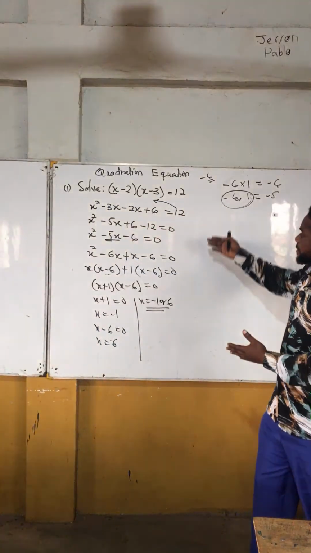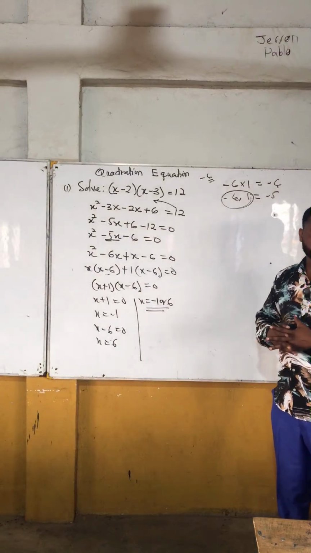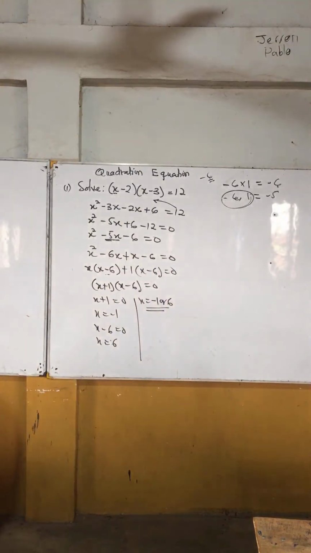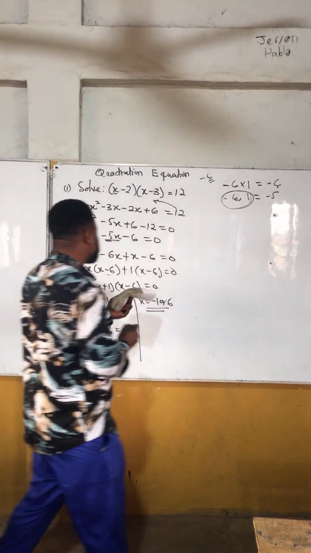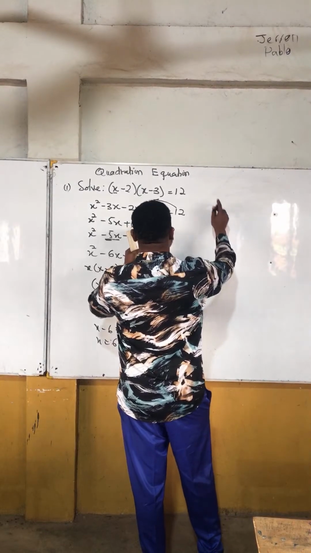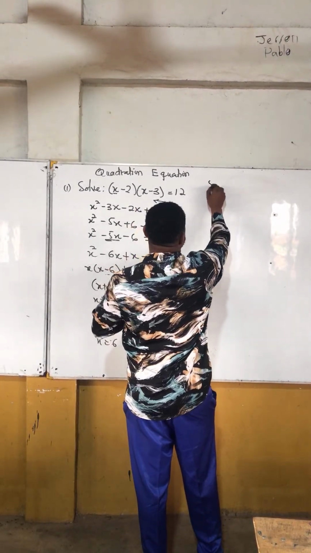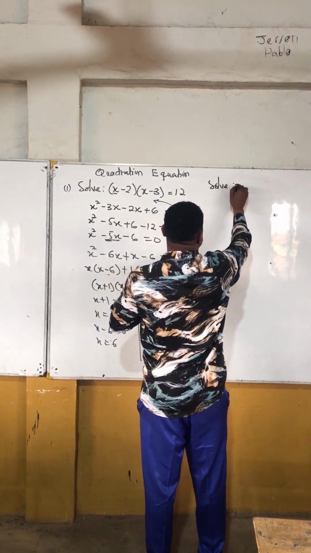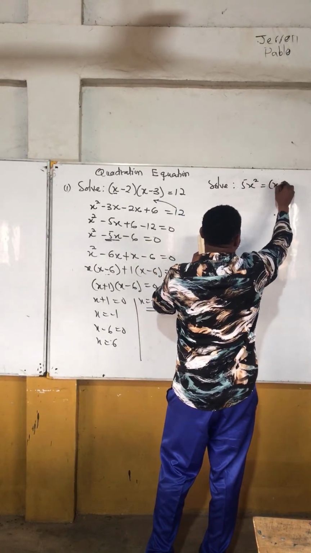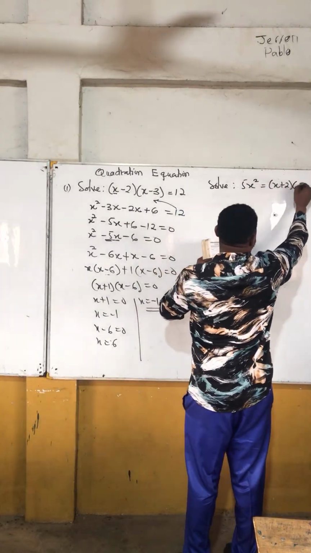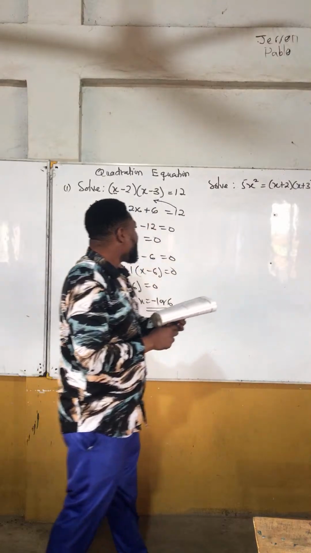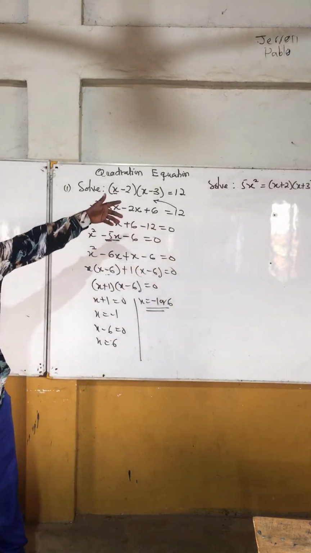So watch it very well. If you have any question, you can ask. If you don't have any question, try this and let me see. I do one, you understand the concept, you try one. So try, solve 5x squared equal to (x plus 2)(x plus 3). So everybody, let us use our first approach to solve this one.